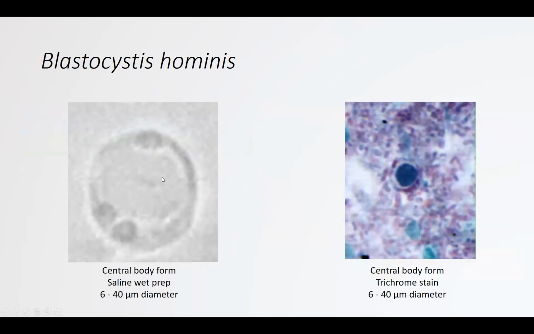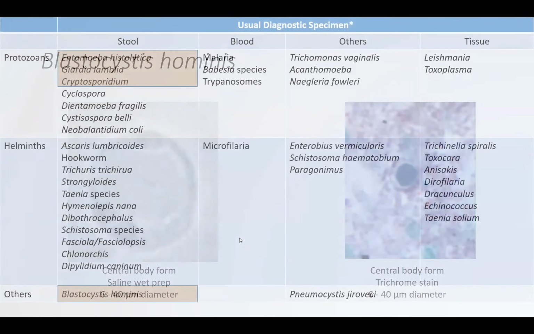This is what it looks like. This is a huge blown up picture. It's really quite small. A big size range, 6 to 40 microns, but it really tends more down to 6 to 10 for the most part. Big kind of empty space in the middle, and then these little dots of chromatin on the outside. Here's a trichrome stain, beautiful central body, and then stained chromatin on the outside of it. So that's our number one bug that we get.